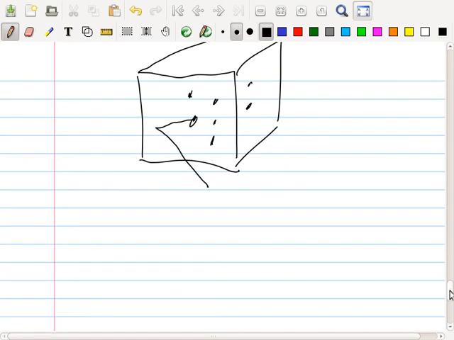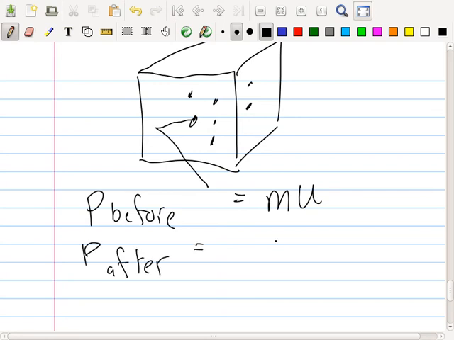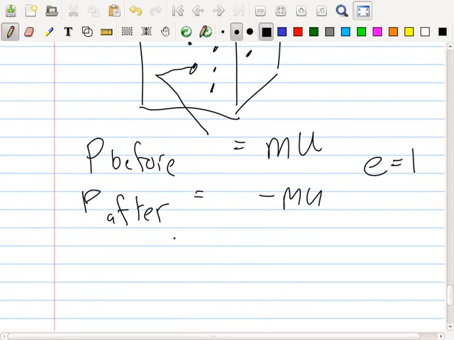Okay? Now, let's pretend it's a perfect collision. So the momentum before equals, let's say, mu, and then the momentum afterwards will equal minus mu. We'll say the e equals 1. We did e, coefficient of restitution, for when it collides against the wall. Yeah, like this. So that's the momentum before and that's the momentum afterwards.